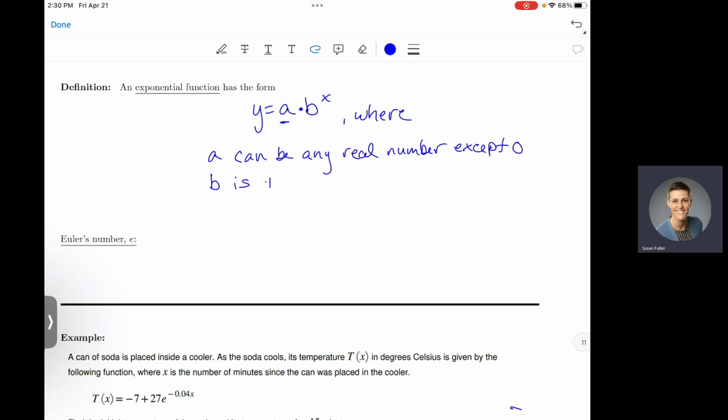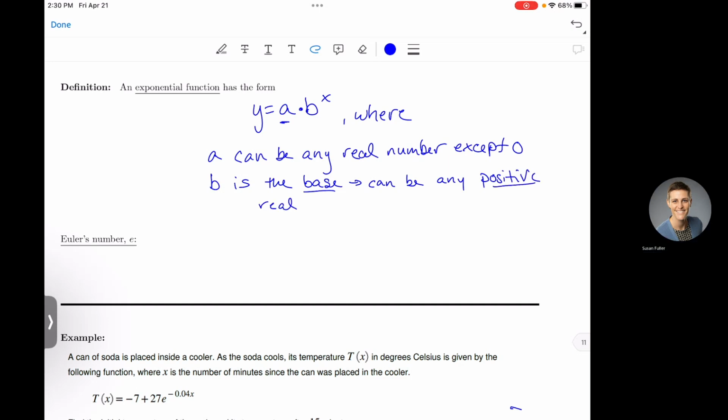B is called the base of our exponential function, and it can be any positive real number except 1. We can't let it go negative because a negative number, if you raise it to different powers, jumps between positive and negative values, and it just acts very strange. So we're going to keep our base positive so that we have positive numbers to powers, and those will all act pretty much the same way. We're also not going to let our base be equal to 1, because 1 to any power is just 1, and it's not going to act like a normal exponential function. So your base b can be any positive real number except for 1.